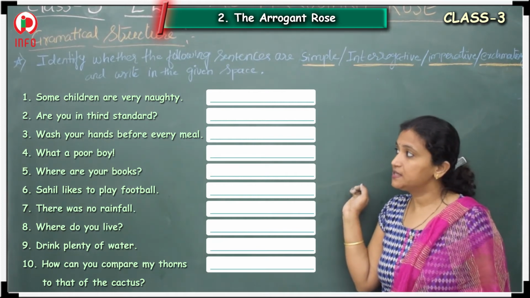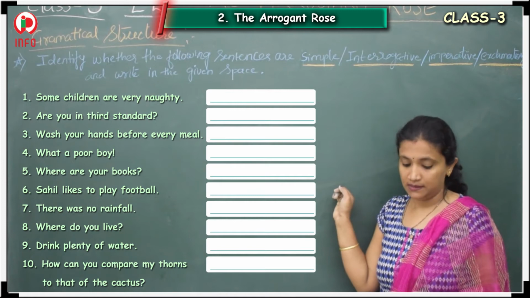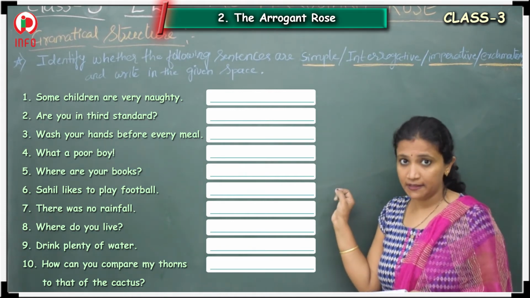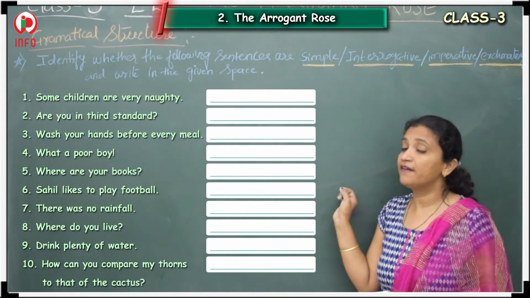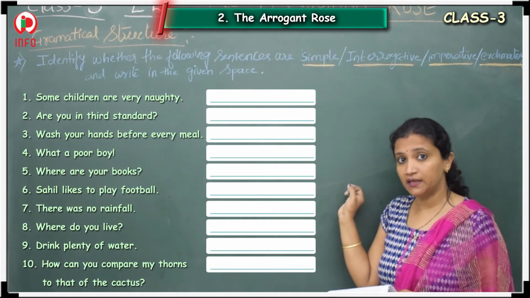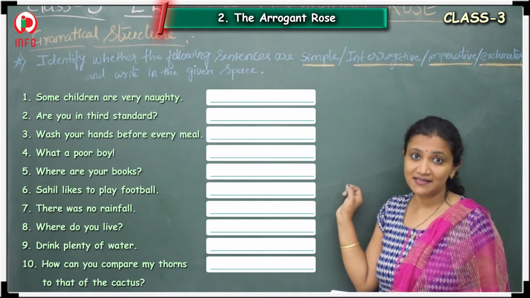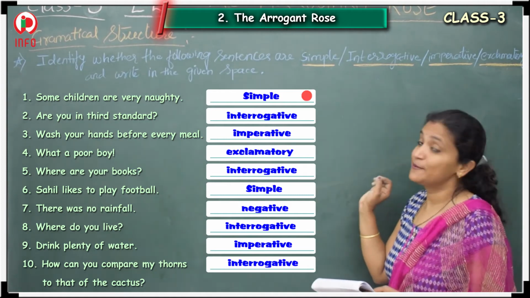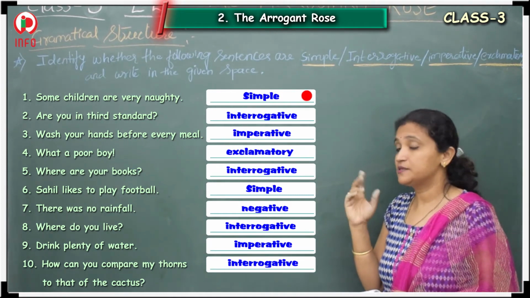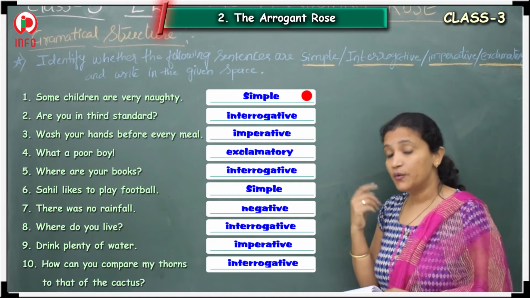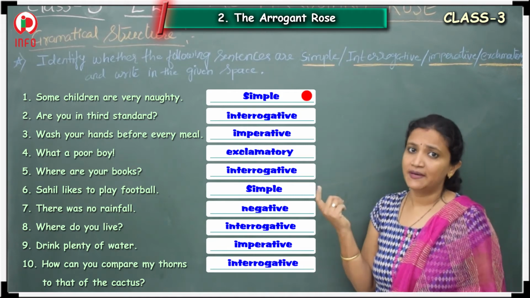What do you see in this? S is capital in this. Yes, and after naughty, can you see the full stop here? So what kind of sentence is it? Yes children, it is a simple sentence. It doesn't contain any question mark, no exclamatory mark, nothing surprising.